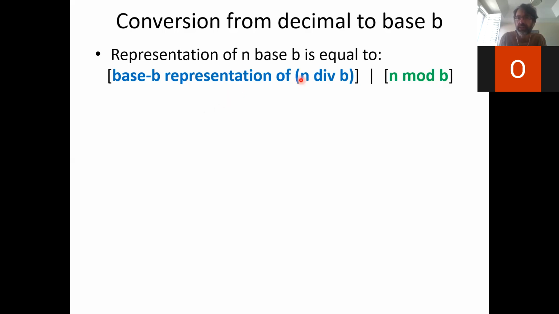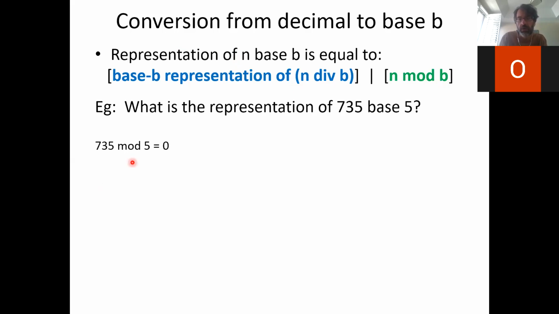And when do we end? When n is smaller than b. Then we don't recurse any further. We just output n. Okay, right? If our integer is already smaller than the base, then we don't do anything. That's the integer. That's the base b representation of the same integer.